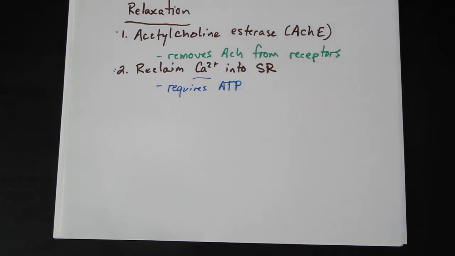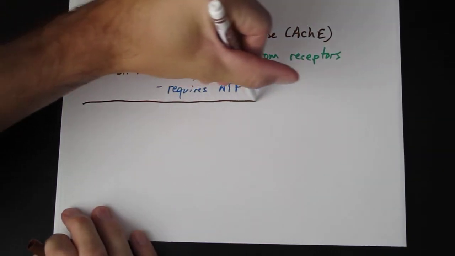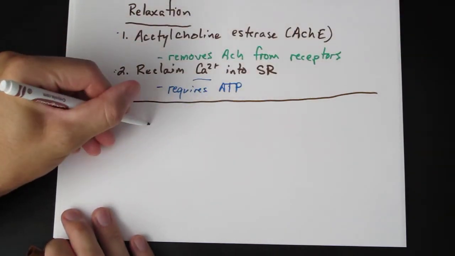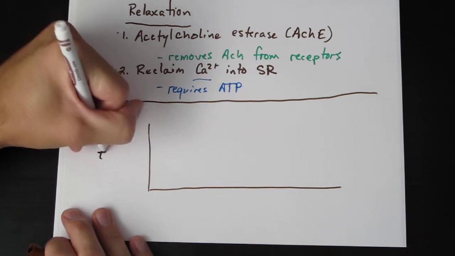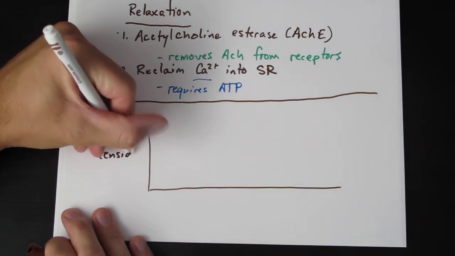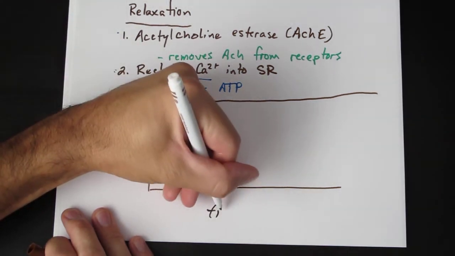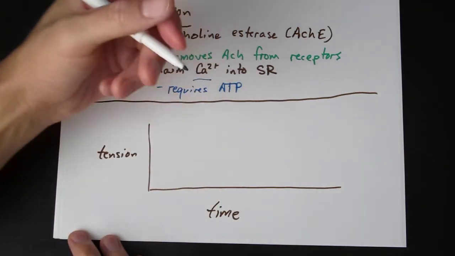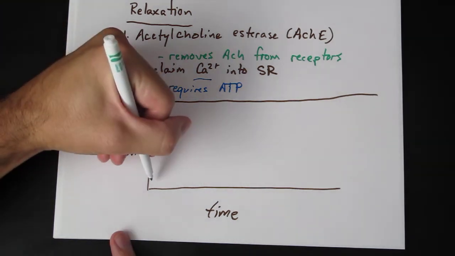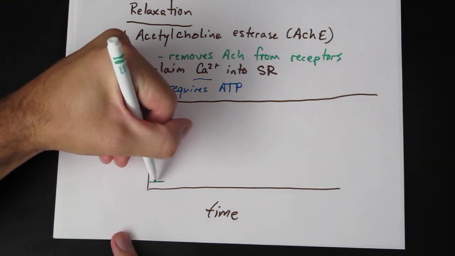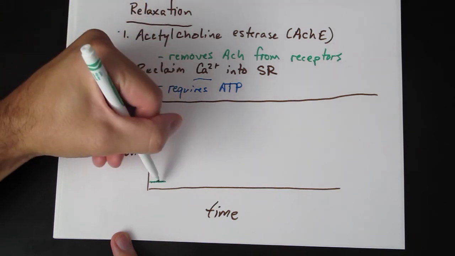Let's take a look at this sort of graphically. What I'm going to do is draw a divider right here, and I want to draw a graph, and I want to talk about muscle tension on the y-axis versus time on the x-axis. What we're going to do is take a look at this. So we have a relaxed muscle, right? This relaxed muscle is sitting here like this, a little bit of tension. We'll talk about that in a little while.